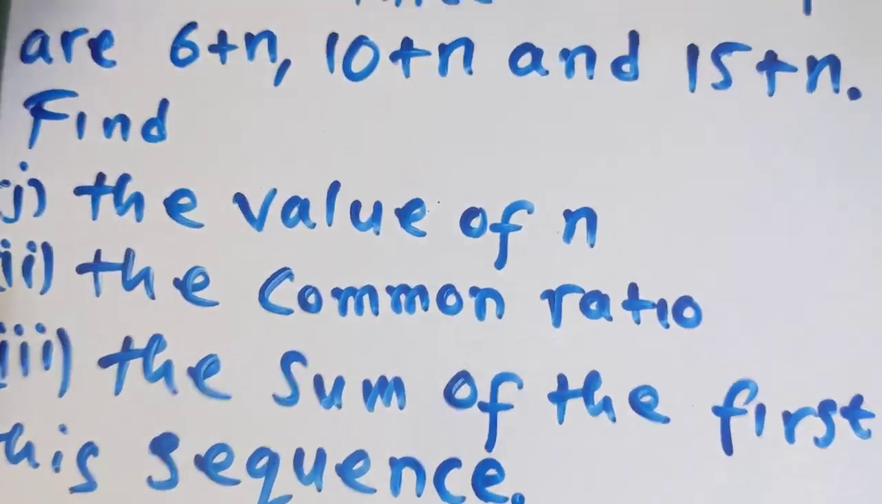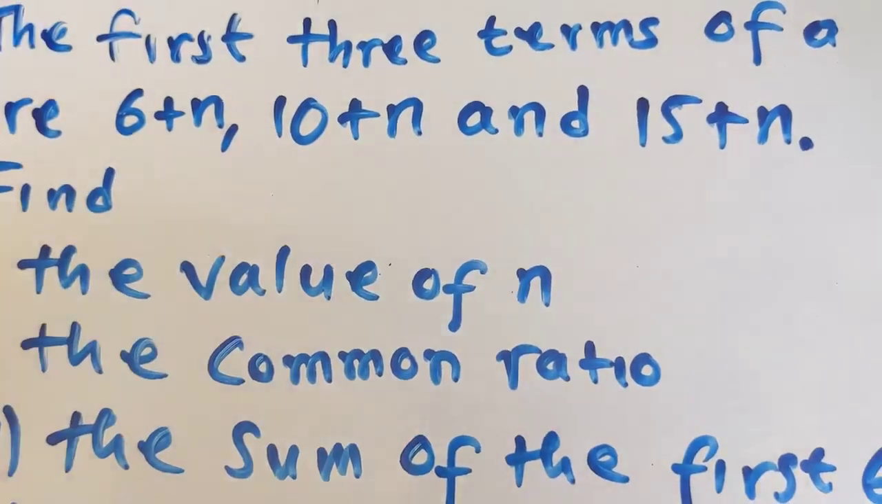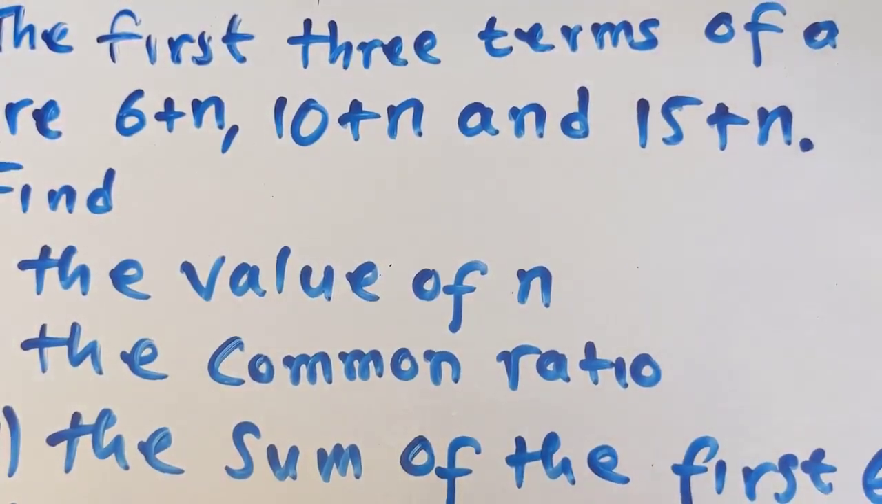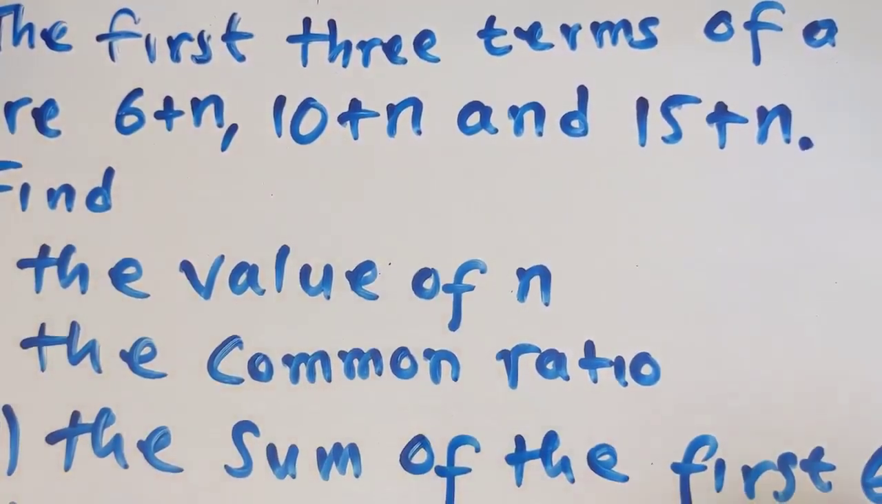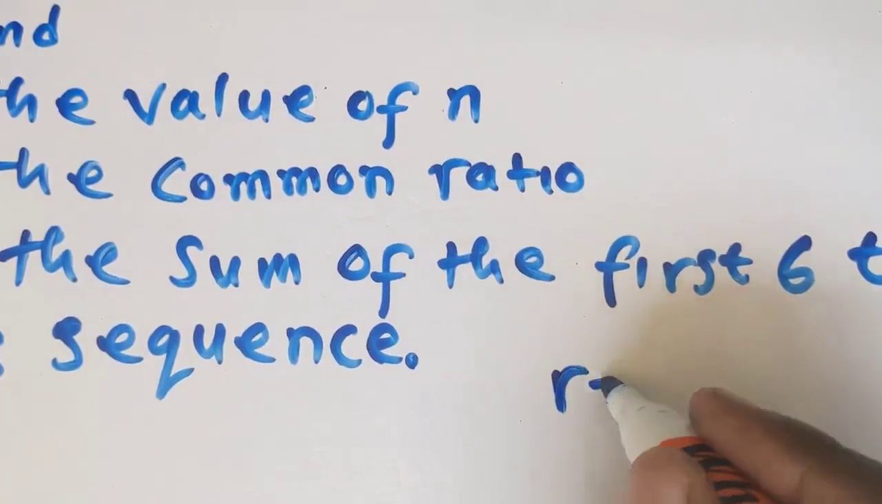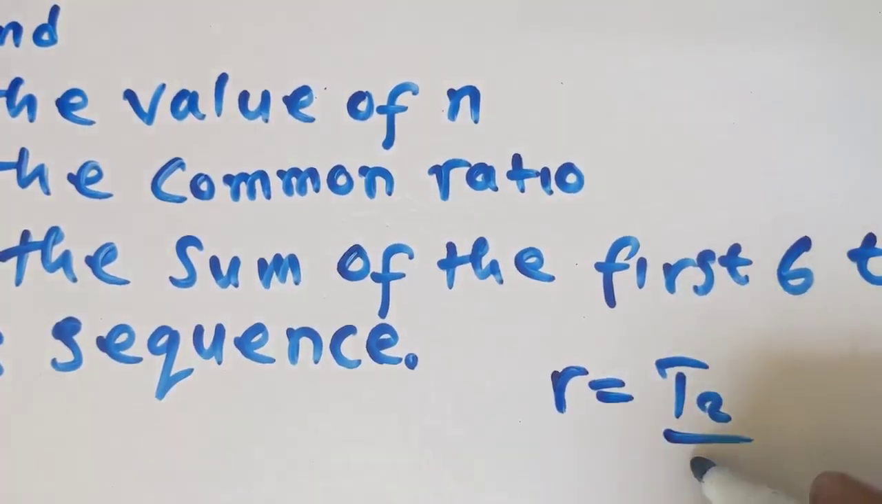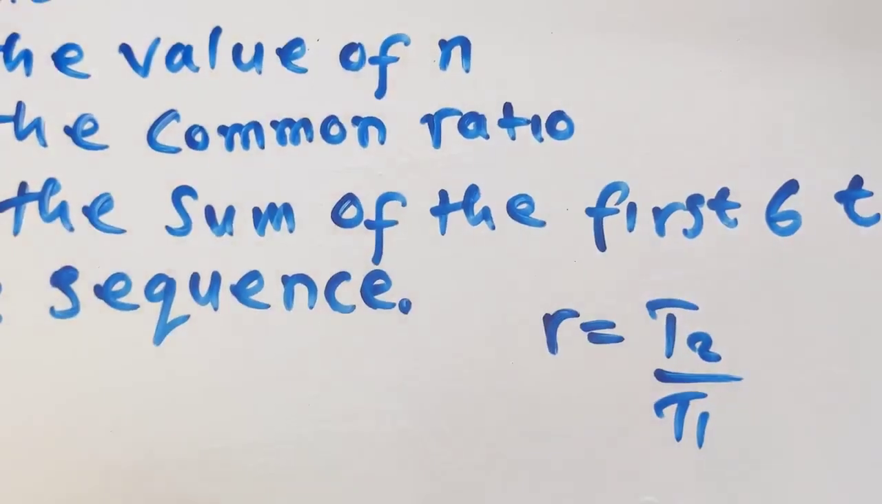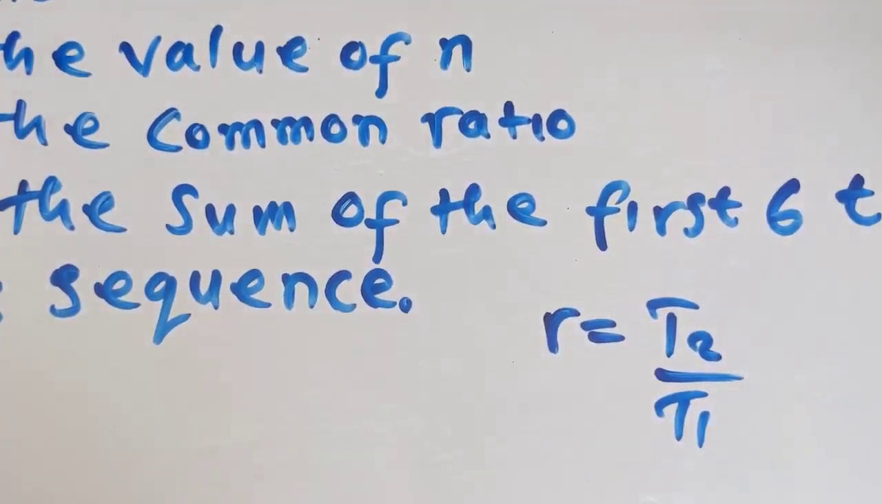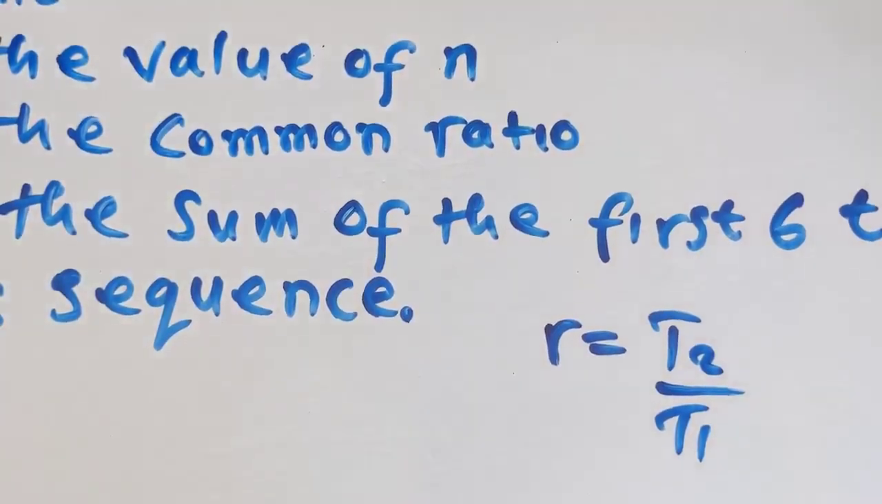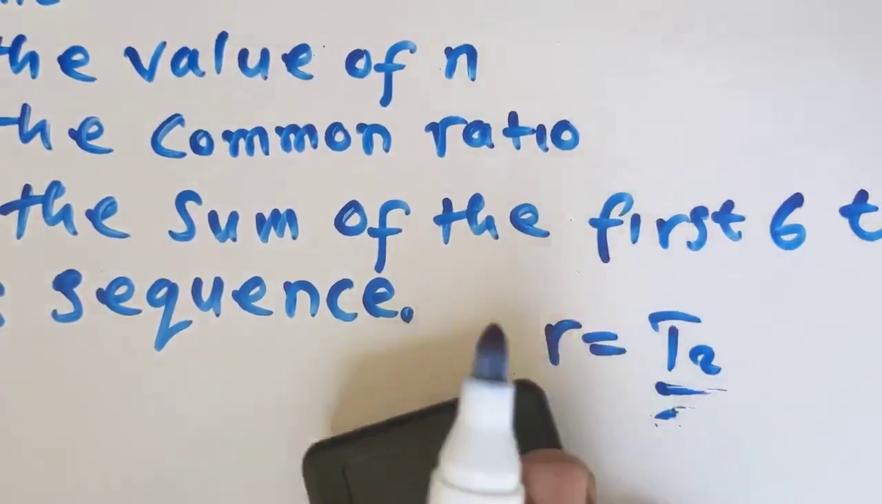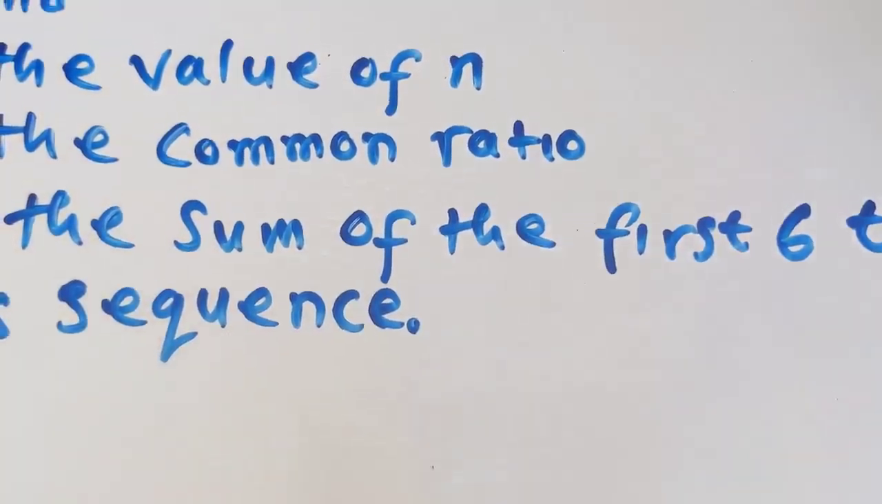Now how do you find the value of n? The way we find the value of n, we use the formula for the common ratio. You remember in the previous videos we wrote the formula for the common ratio as R is equal to T2 divided by T1. This formula is very important to know because there are other questions where you need to use it. You will not be given this formula, you need to know it.